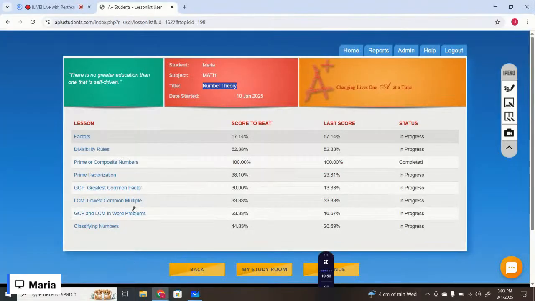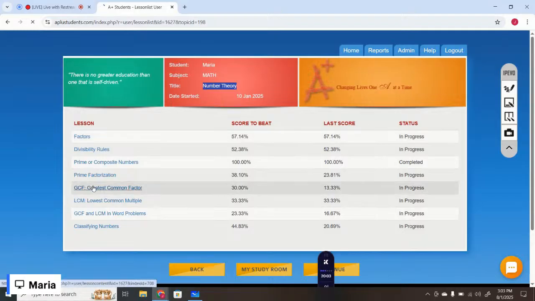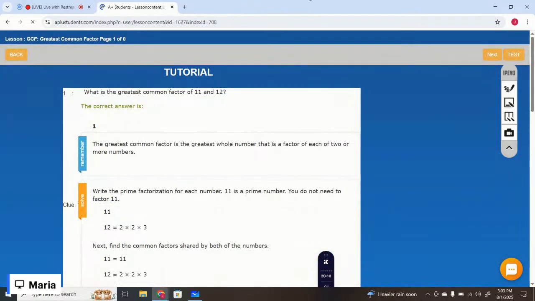Here I am on grade 8 math. The chapter we're on right now is number 3. Let's start with the first lesson, that is GCF, greatest common factor. What is the greatest common factor of 11 and 12? The greatest common factor is the greatest whole number that is a factor of each of the two or more numbers.